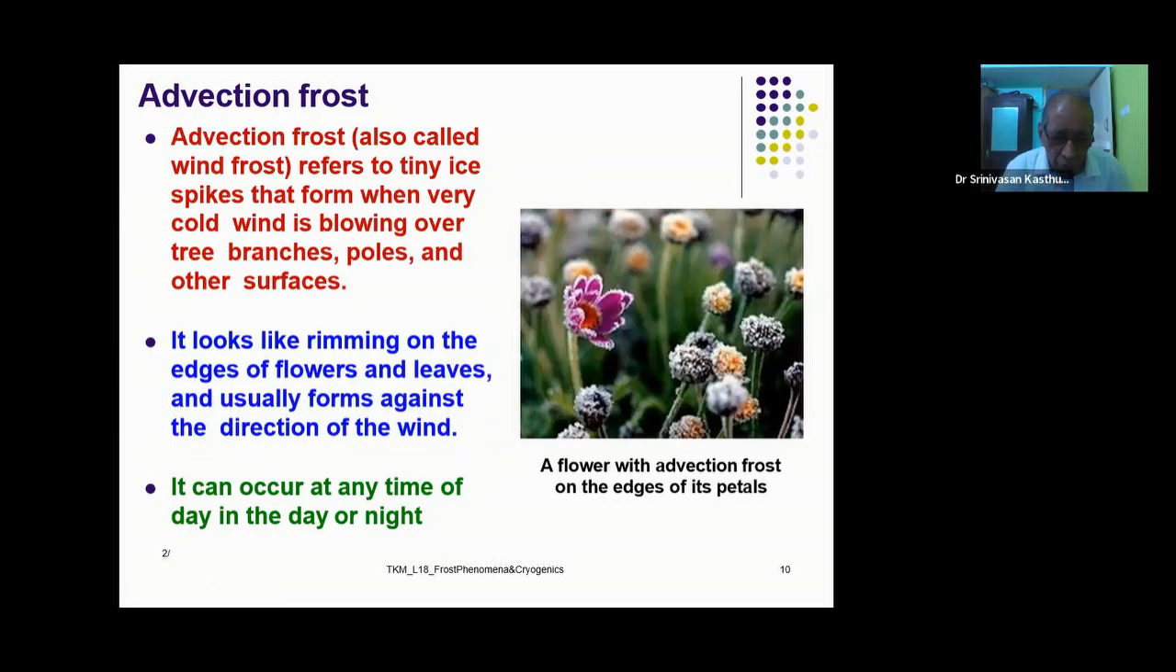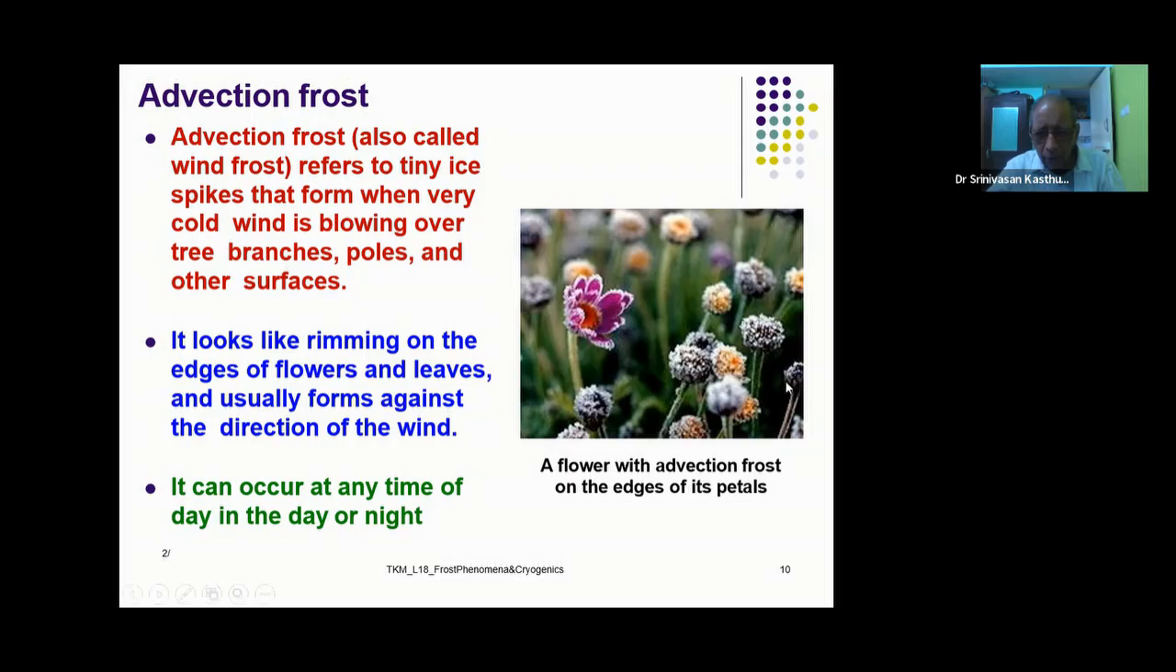Let's come to advection frost. What is advection frost? Advection frost is also known as wind frost. What happens is you can see tiny ice spikes. They form when the cold wind is blowing over tree branches, poles, flowers, and various other surfaces.